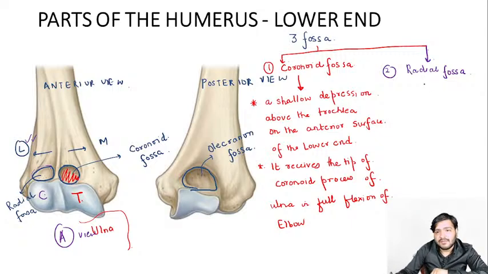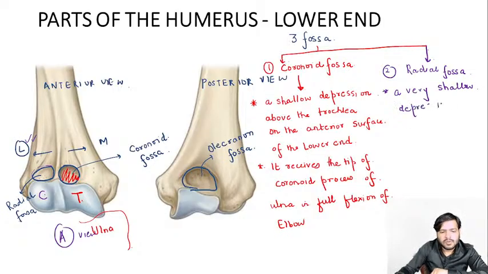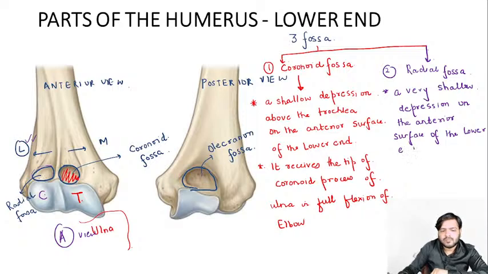So write down that it is a very shallow depression on the anterior surface of the lower end, above the capitulum. And remember, what is the function of this particular fossa?